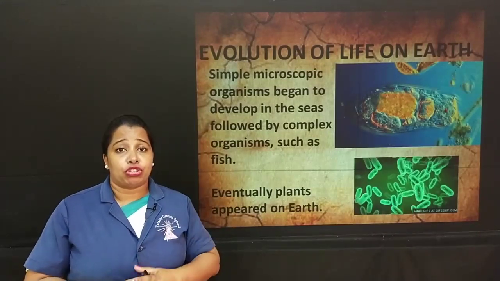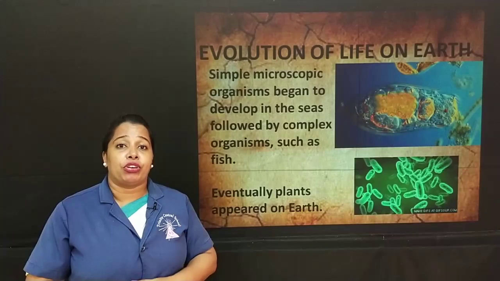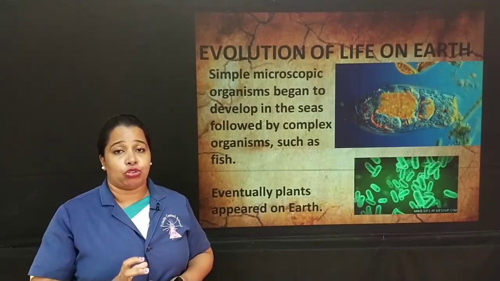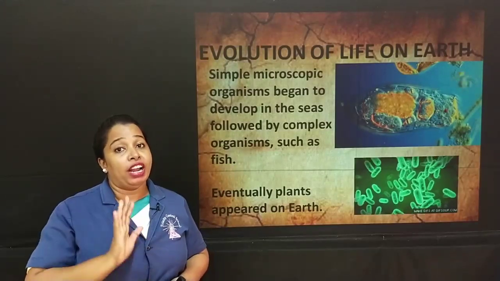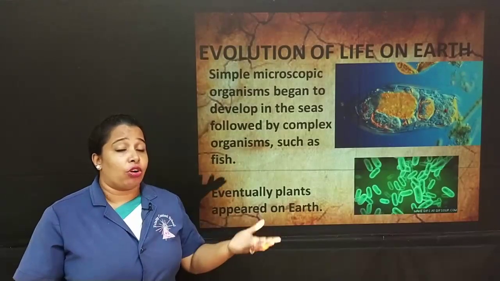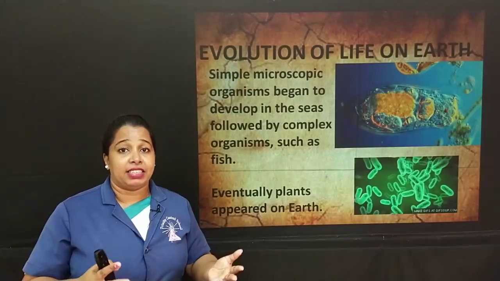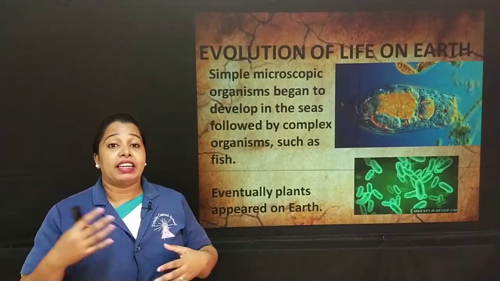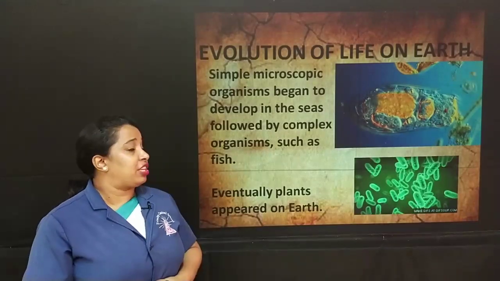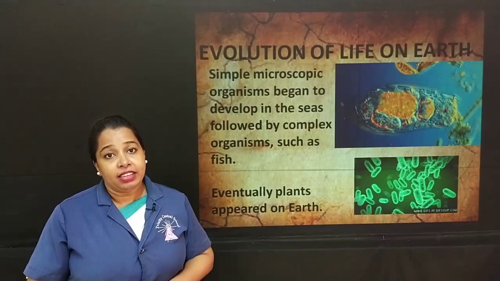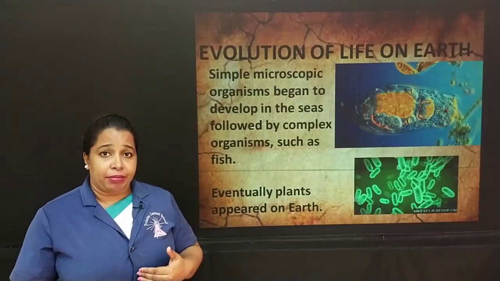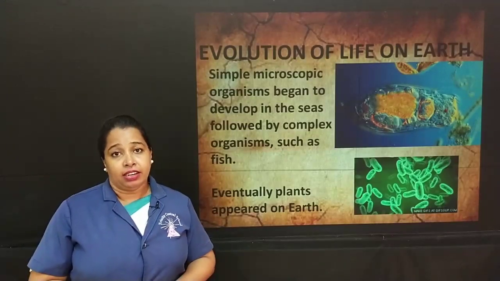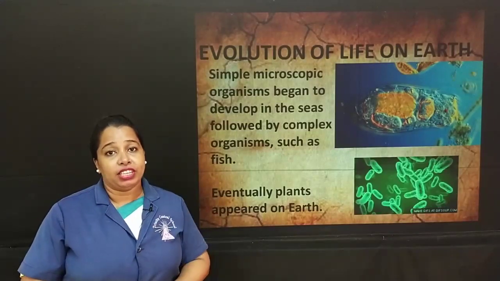Now what are these microscopic organisms? Microscopic organisms are organisms that can be seen only through a microscope, and you cannot see them through your naked eyes. So these organisms, maybe an amoeba, bacteria, such organisms started developing in the sea, in the water, and gradually complex organisms like fish started developing in the sea. After some time, with the course of time, eventually plants appeared on the Earth.